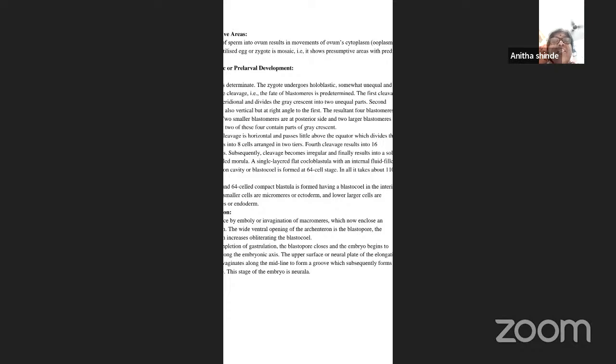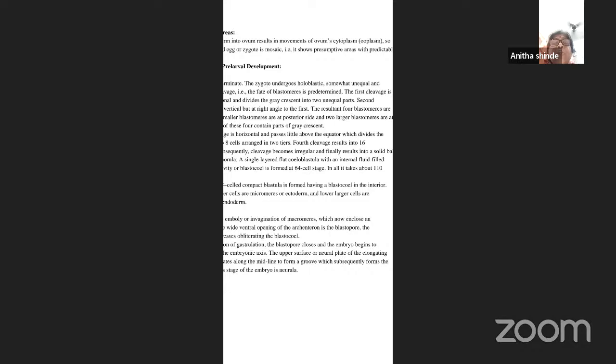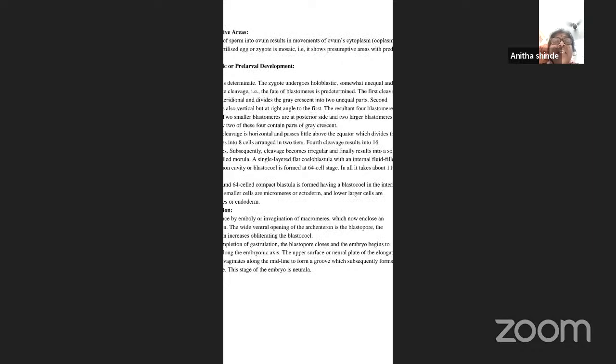Now the first cleavage is always vertical, meridional, and it divides the gray crescent into two unequal parts. The second cleavage is also vertical, but at right angles to the first one. Once the two cleavages occur, they result in 4 blastomeres, and these 4 blastomeres are different. Two smaller blastomeres will be at the posterior side and 2 larger blastomeres will be at the front side. Only 2 of these 4 will contain parts of the gray crescent. So that is how the cleavage will take place.